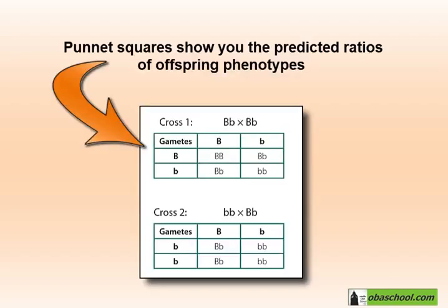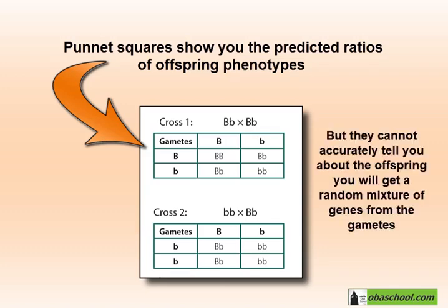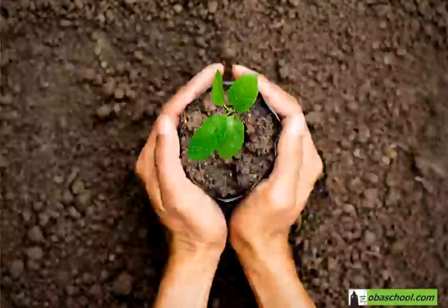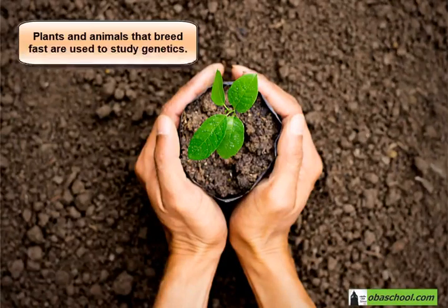Genetic diagrams such as Punnett squares show you the predicted ratios of different phenotypes. They do not tell you the actual offspring, because every time gametes meet, they are carrying a unique and random mixture of genes. You can only see the expected ratios of phenotypes if you carry out lots of genetic crosses. That is why plants and animals that breed fast while producing lots of offspring are widely used to study genetics.